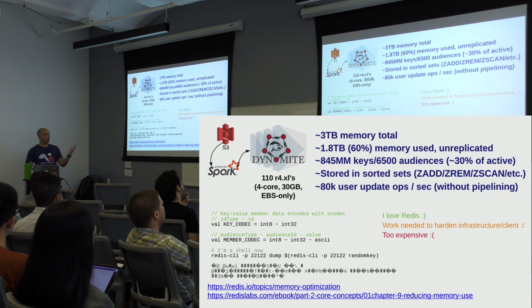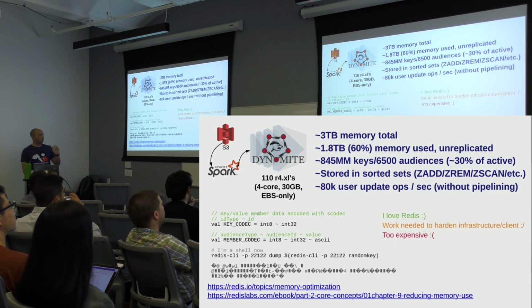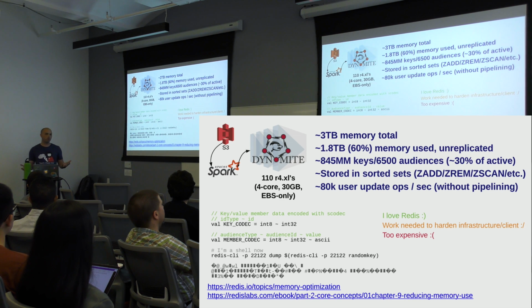So we prototyped it. We had 110 R4 XLs. Those are 4-core instances with 30 gigs of RAM. One thing about Redis that, even with the Dynamite pairing, we didn't like is that with the 4 cores, Redis being single-threaded and the Dynamite manager running on another thread, we were leaving 2 cores on the table. One thing that Dynamite doesn't do out of the box is support running multiple instances on the same hardware.